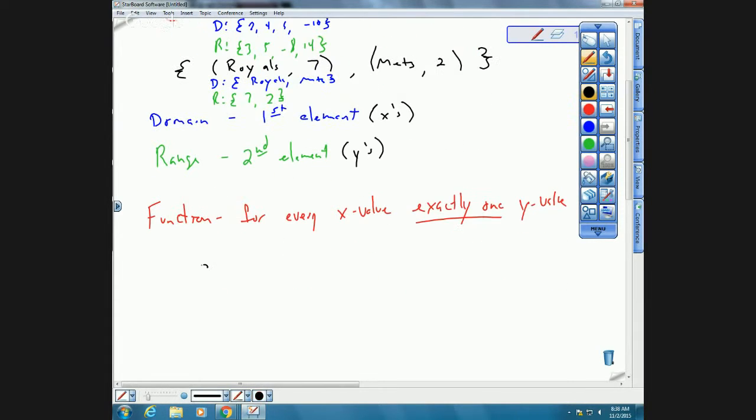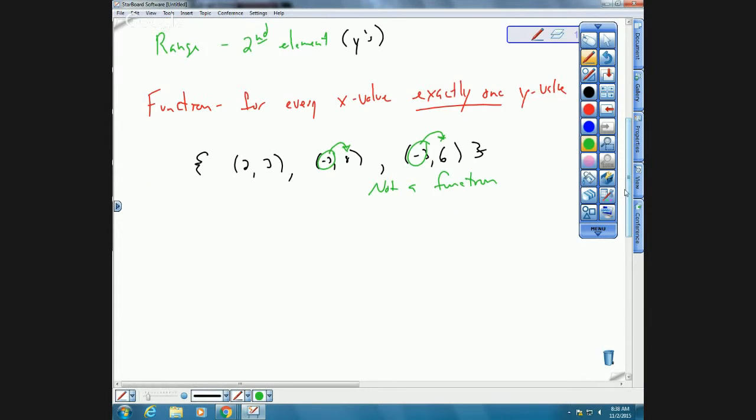Okay, but if I had a relation that looked like this, and I asked you what numbers does -3 go with? -3 goes with 8, and -3 goes with 6. So since -3 goes with 2 different numbers, this one is not a function. So really what you're looking for is the repeats in the domain.